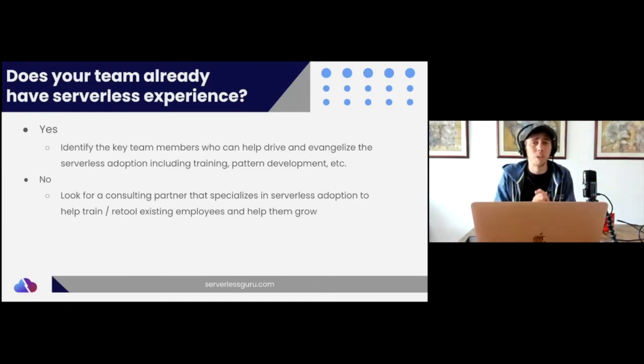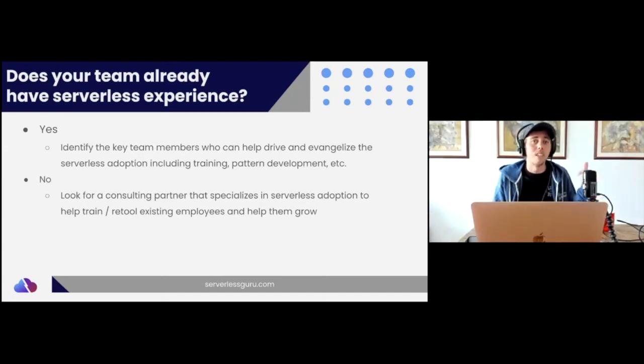If you don't have serverless experience already, you can look for a consulting partner that specializes in serverless adoption and serverless development, to help train and retool existing employees and help them grow. And that's also really huge for the overall success of the company and the retention of employees. As a developer, I want to constantly be learning and being challenged and having new opportunities to learn. And serverless is almost this new thing that comes in. It solves a lot of these other problems.